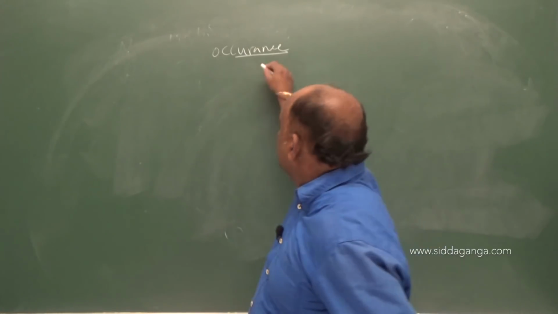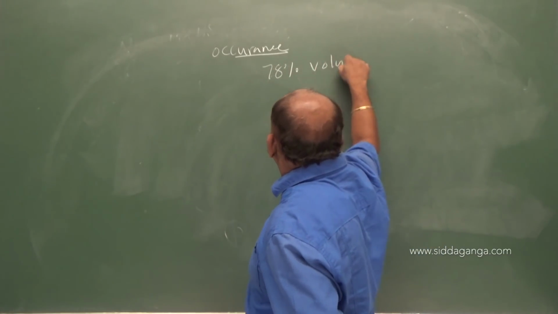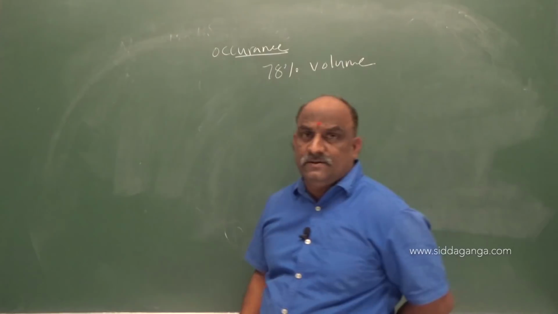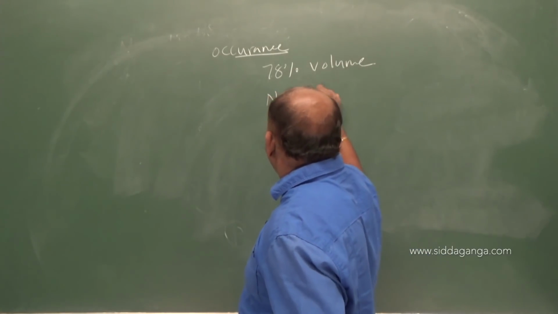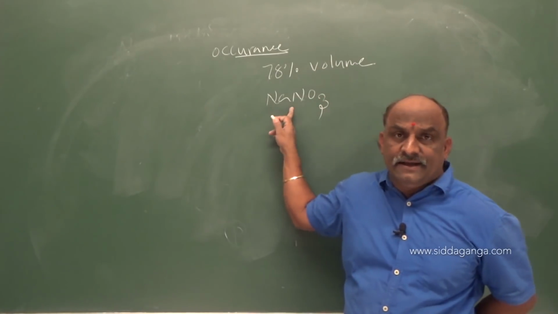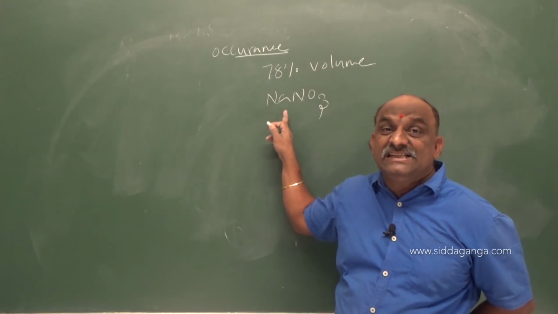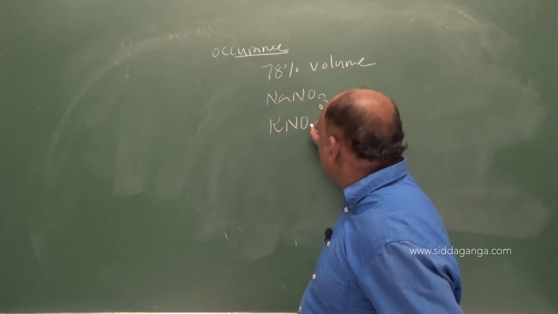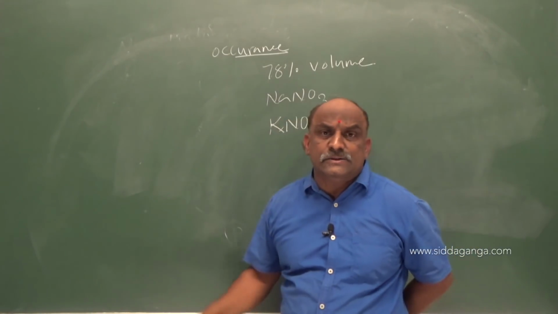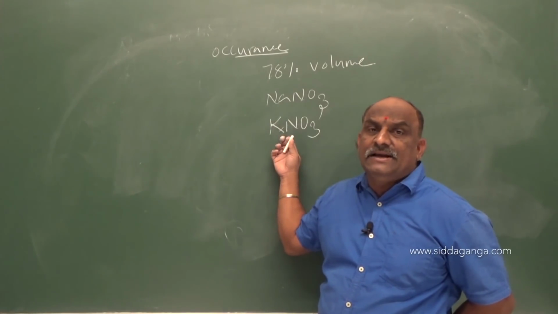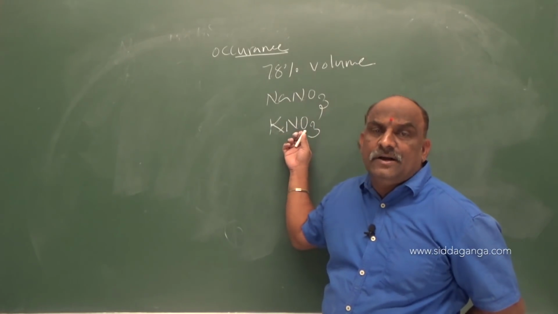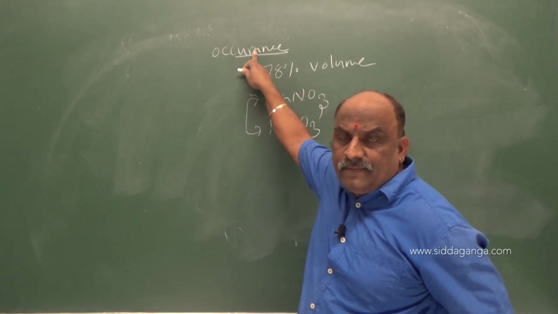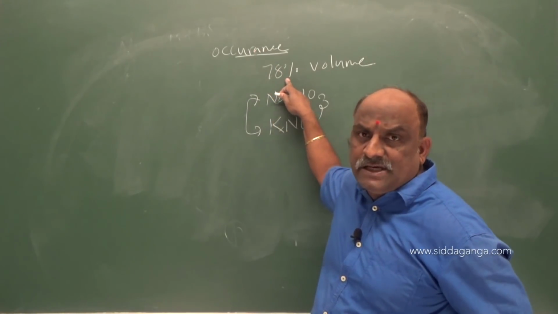In atmospheric air, nitrogen is available at 78% by volume, and it is also available in the form of salts. NaNO3, sodium nitrate, is called Chile saltpeter. The second one is KNO3, potassium nitrate, which is called Indian saltpeter. Make a note, these are the occurrences of nitrogen.